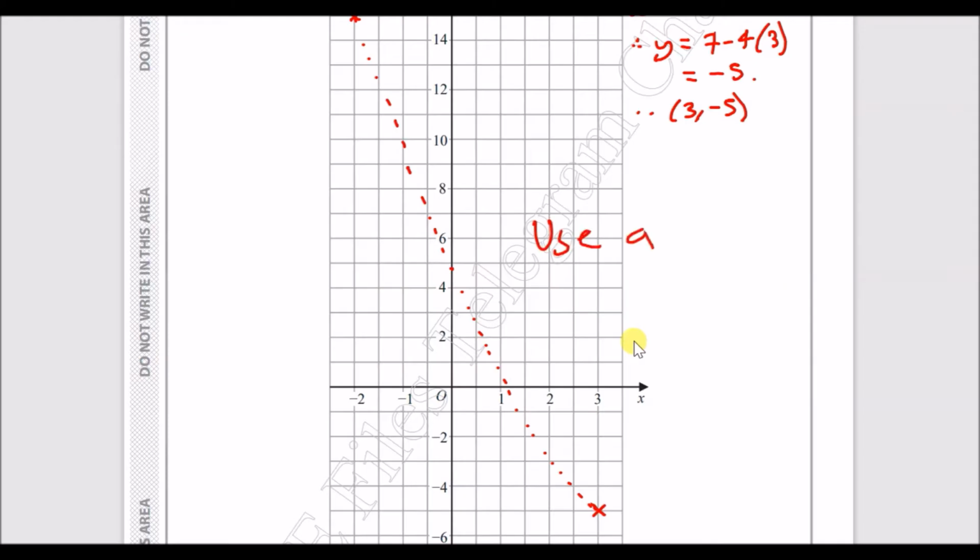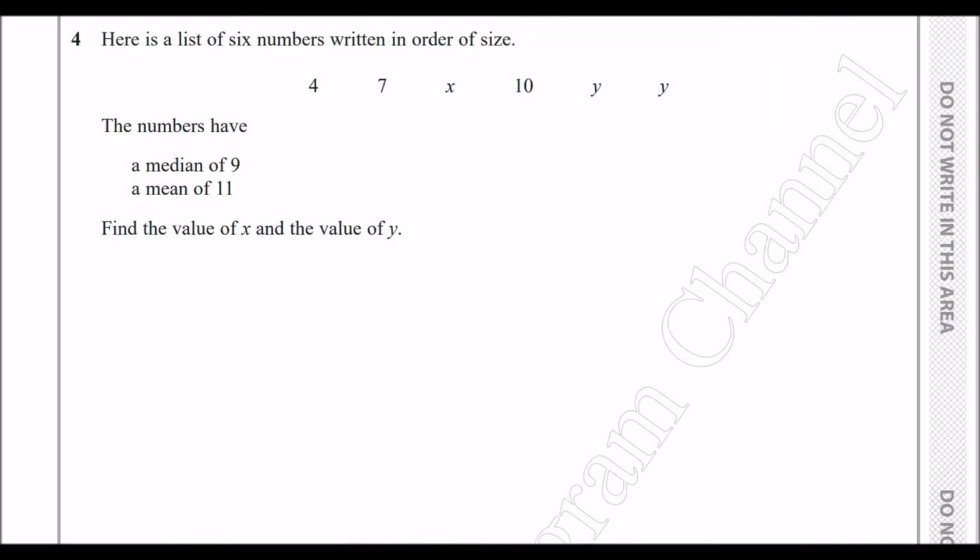So use a ruler. Now here is a list of 6 numbers written in order of size. Remember, when they use repeated letters like y, this means these are the same values, yeah? And because they're written in size order, we can see that the x value is between 7 and 10, and y is bigger than 10, okay? Now the numbers have a median of 9. The median means it's the middle value of the set of data, so the median is always bang in the middle. So this means that between x and 10, there is a 9. The halfway value between x and 10 is 9, so this x value must be an 8, because between 8 and 10 you have 9, okay? Cool, so x is done.